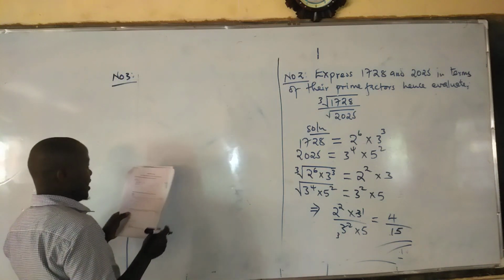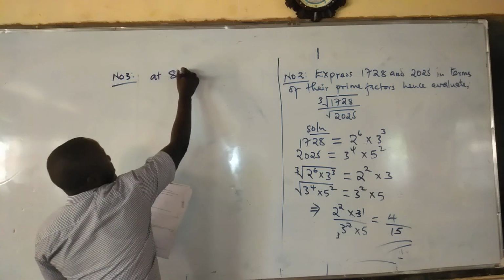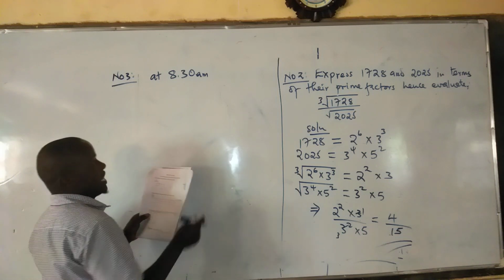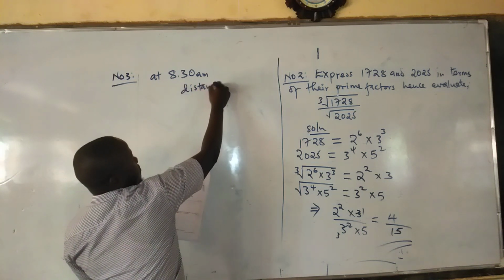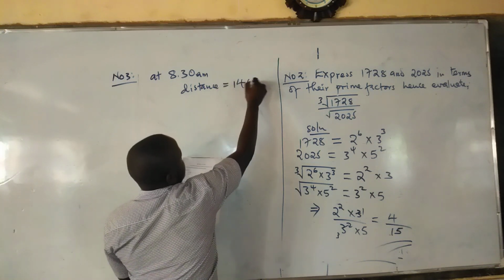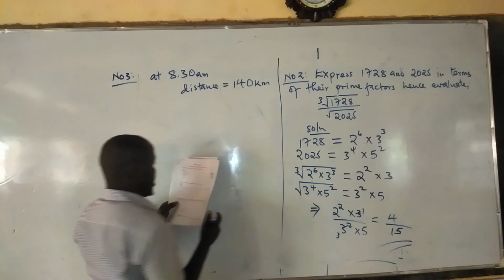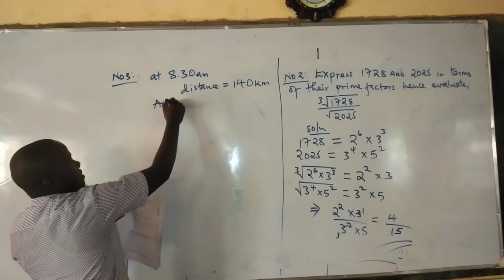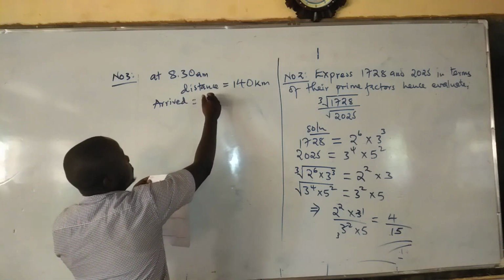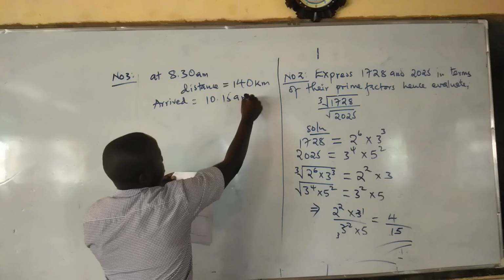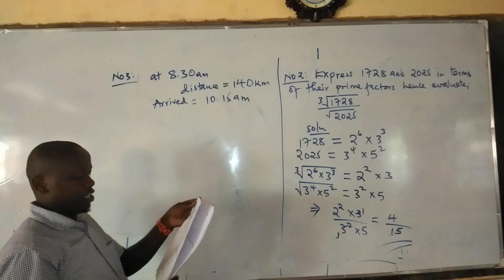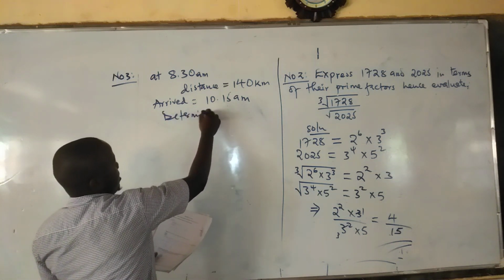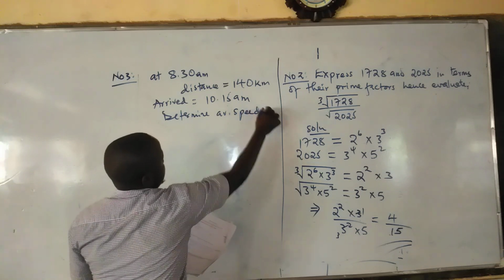Number 3. Juma left his home at 8:30 a.m. He drove a distance of 140 kilometers and arrived at his aunt's home at 10:15 a.m. the same day. Determine the average speed in kilometers per hour for Juma's journey.